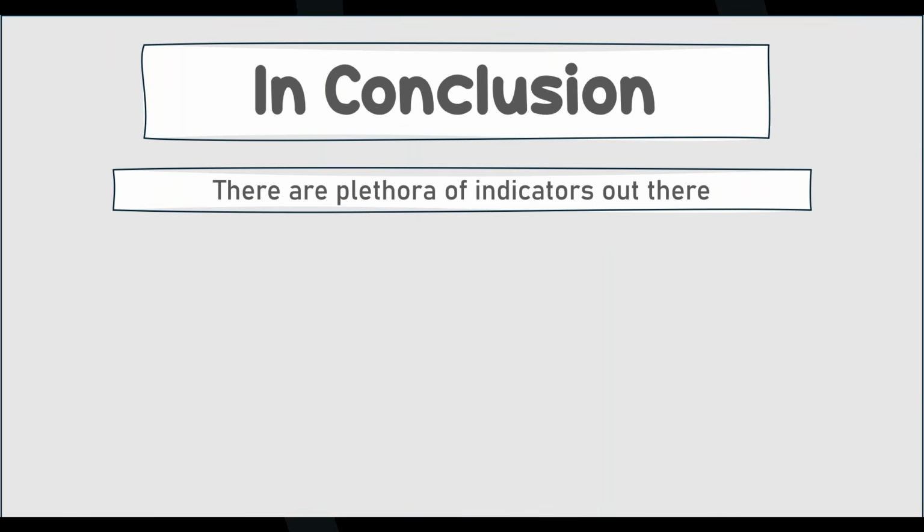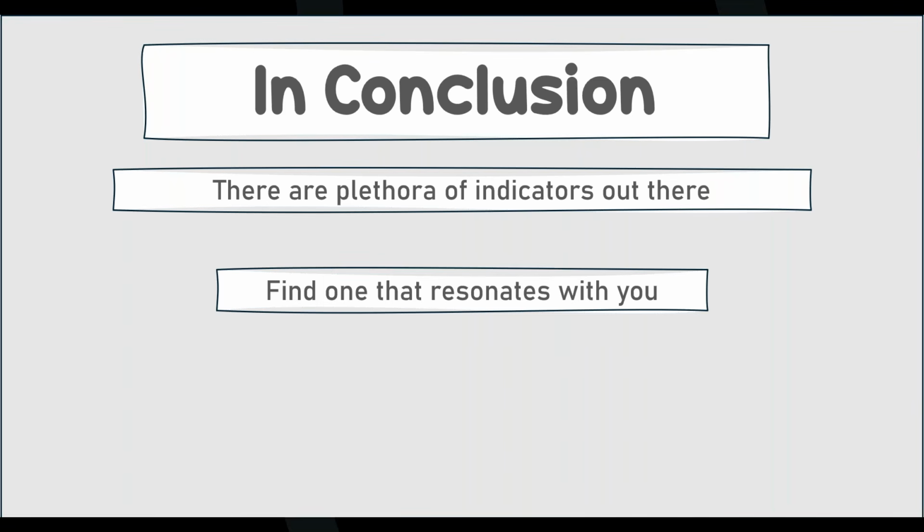In conclusion, there is, as I said, a plethora of these indicators out there. I think TradingView has about 100 that are built in. You just need to find one that resonates with you, and you need to master it. Don't try and use multiple indicators on your chart. It is very confusing. Try choosing 2 and master them.